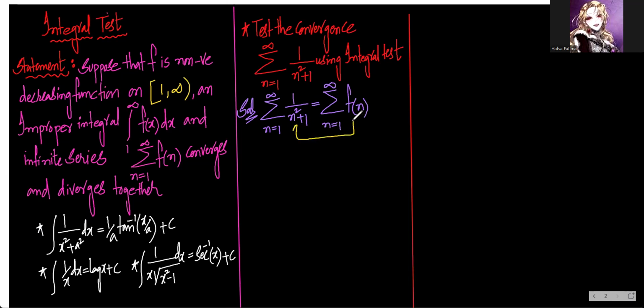Yes, f of n is 1 by n square plus 1. Definitely, on the basis of this, I can say that our f of x is equal to 1 by x square plus 1. Just replace n with x, that's it.